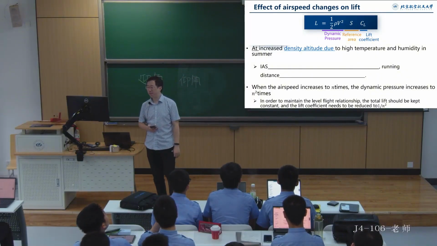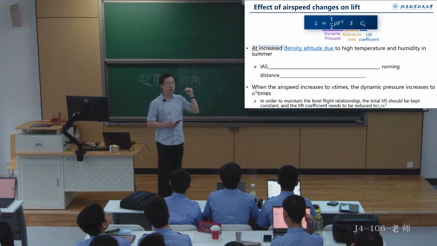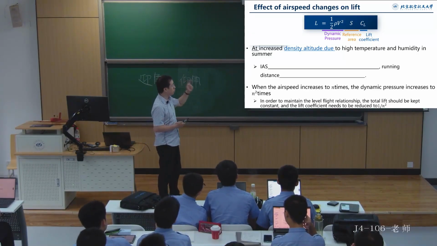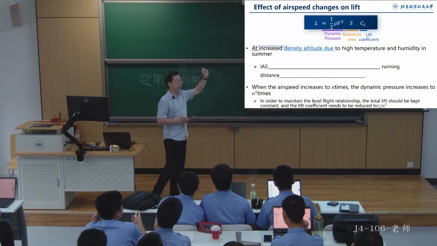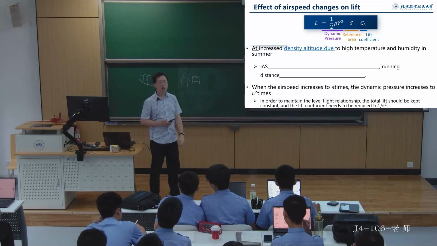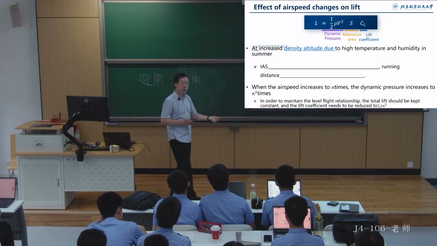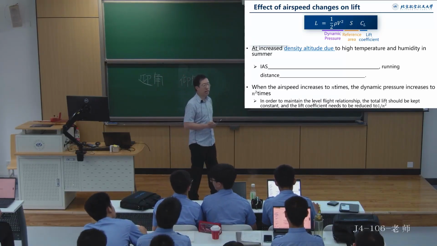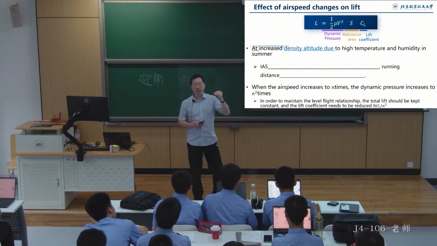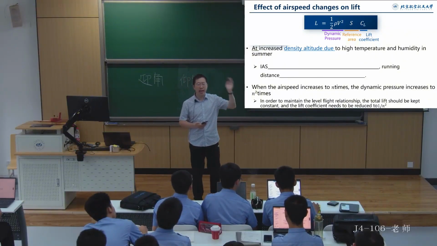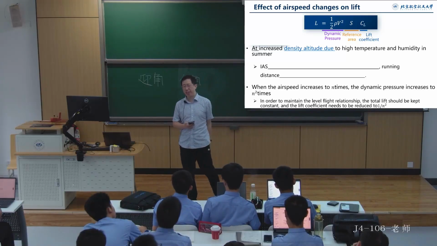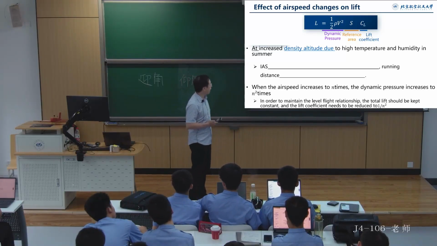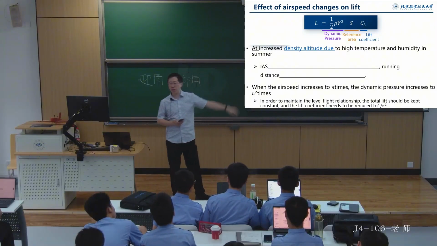Let's repeat again. We are taking off from an airport at a high density altitude. The density is relatively smaller, and the weight of the aircraft hasn't changed, meaning the total lift required is the same. At the same time, the attitude corresponding to takeoff, or the angle relative to the airflow, is the same. So the lift coefficient is also the same. Now I want to ask, what should your indicated airspeed be at liftoff?